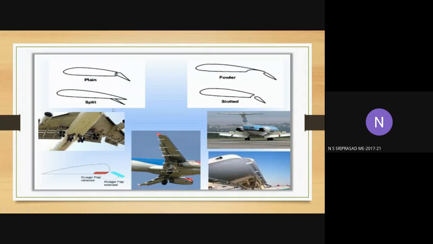Over here you see a split flap, which is the main branch, that is the main wing, and you have something extending from the wing downwards, that is also called a split flap. Then you have a Fowler, very similar in design to this, but this entire thing comes out here. And then you have a slotted flap where there's a small slot kind of thing here.